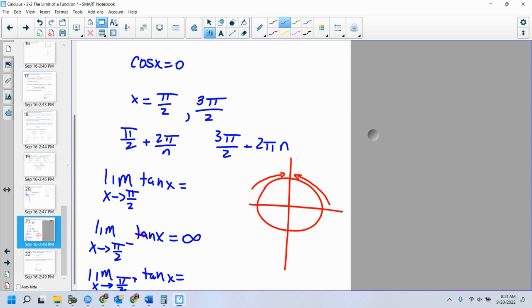However, the sign on tangent is going to be negative, isn't it? Think about All Students Take Calculus. Only sine is positive in this quadrant, right? Tangent is negative in this quadrant. So that means this is negative infinity. Now I could run that same process, but what does this tell you about the full limit as x approaches pi over 2 of tangent of x? It does not exist.